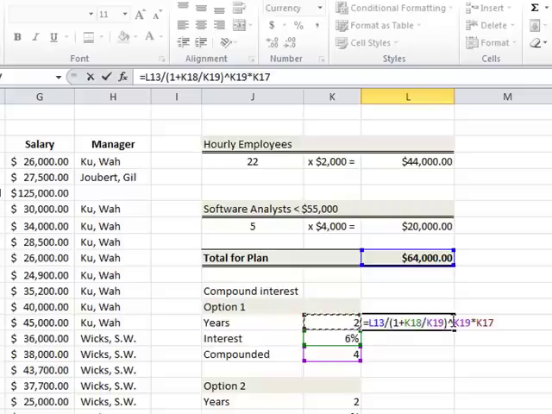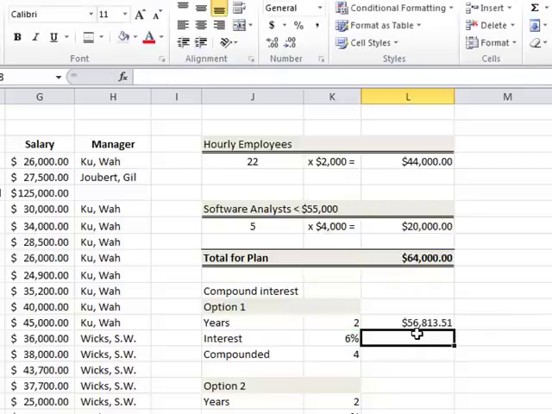Now this we do have to put in parentheses, because otherwise it's going to raise it to the 4 and then multiply by 2. So we want to put that full K19 times K17 so that it raises to the power of 8 and not to the power of 4, and then multiply by 2. And we should get $56,813.51 as the amount of our investment.